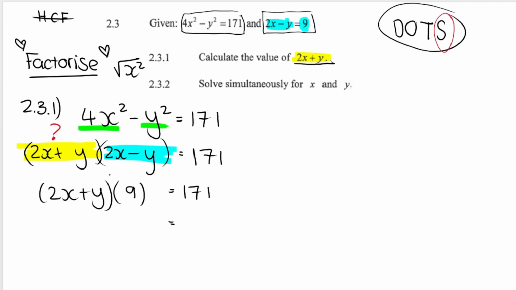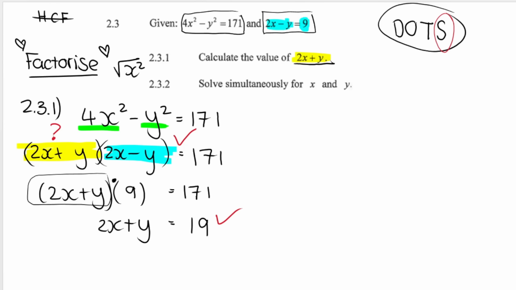I hope you see where I'm going with this. How do I get this term by itself? It's being multiplied by 9. What's the opposite of multiply by 9? Divide by 9. So you say 171 divided by 9, and I get 19. So 2x plus y is equal to 19. Now you might be thinking, where on earth do I get the marks for this? It's only 2 marks, so you get a mark for realizing that you must factorize and then for finding out the answer. It's supposed to be like a level 4 question, make you think a little bit out of the box.